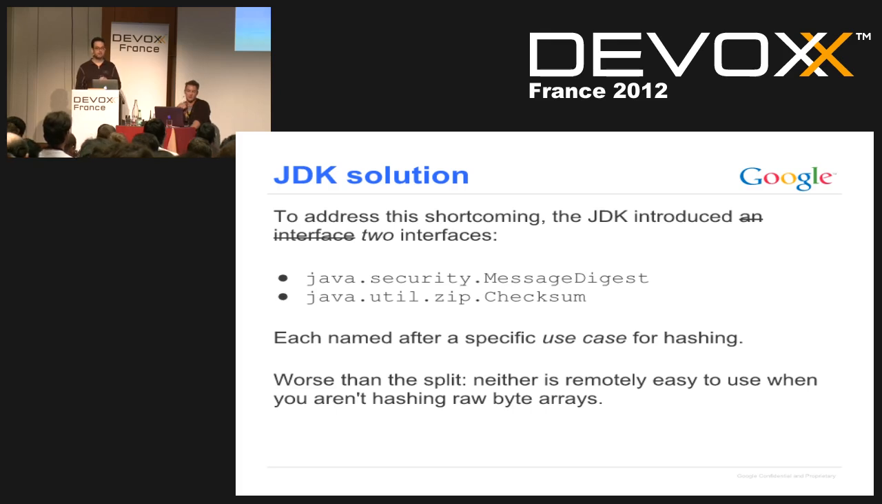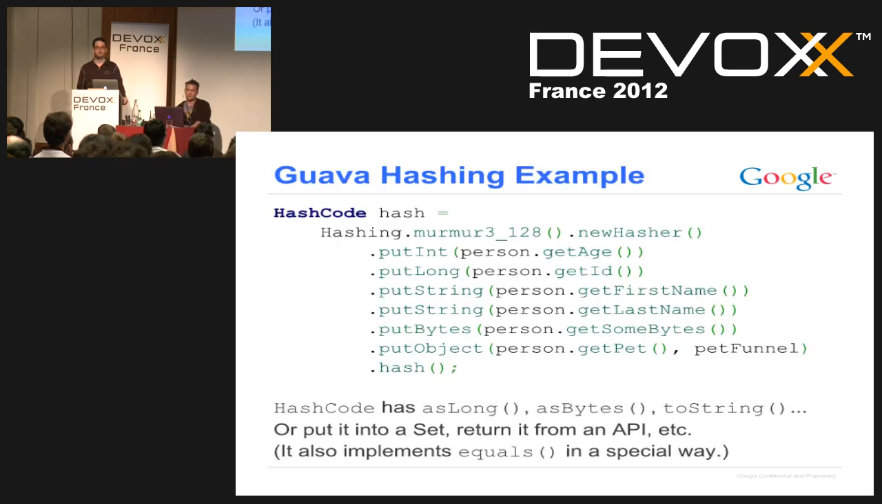And the worst part is that they're not even any fun to use at all, unless you happen to be hashing a raw byte array. If you actually have a bunch of longs, you're going to have to convert those all to byte arrays and concatenate them manually, or at least pass them in one by one. We designed an API to be a little bit more friendly to use than that.